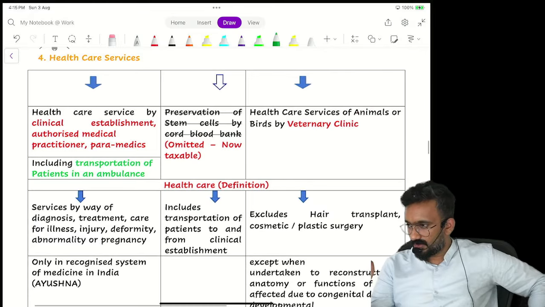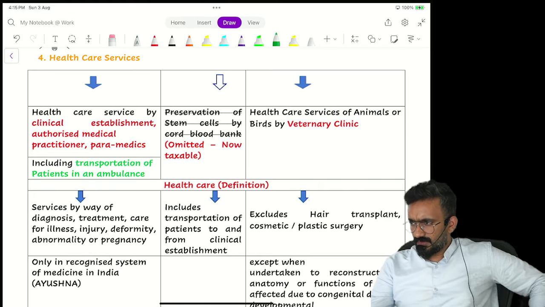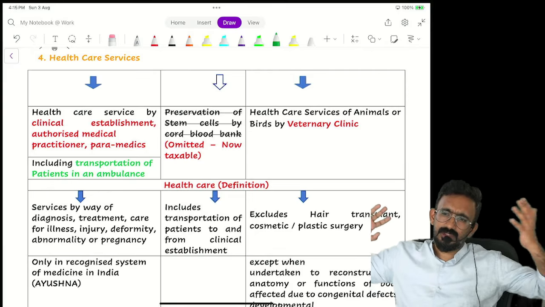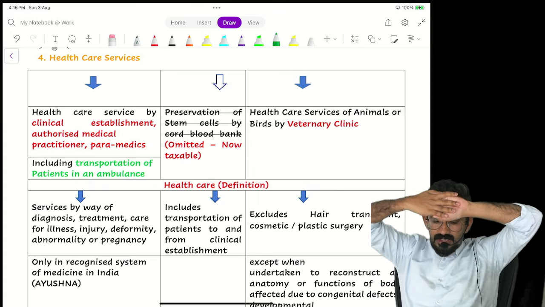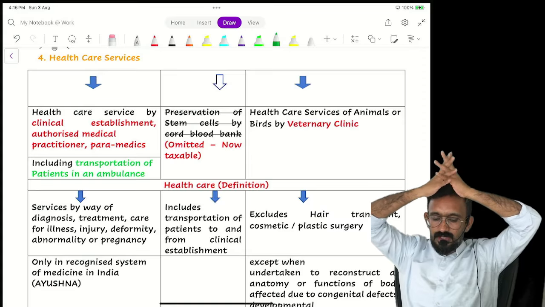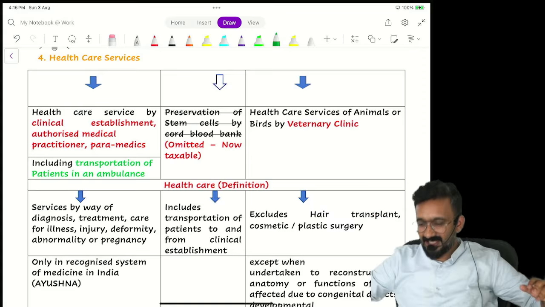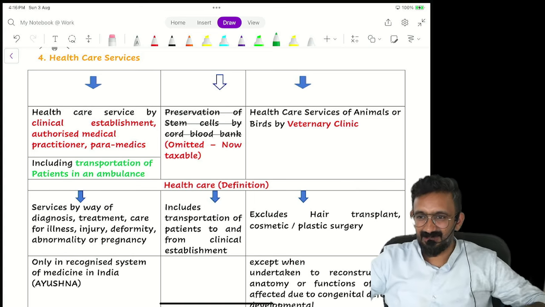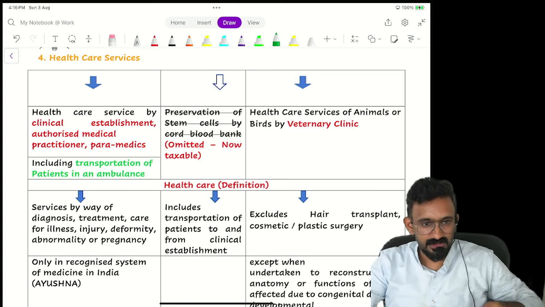We'll do one more industry quickly. It's a very easy industry to look at. A few exemptions. Healthcare. And these first four notes, the bulk of your questions come from that. Healthcare services by clinical establishment, authorized medical practitioner, paramedics are exempt. First, tell me that. Interpretation. Come back and tell me. I've given you the entry there. What combination? 1, 2, 3. What is it?